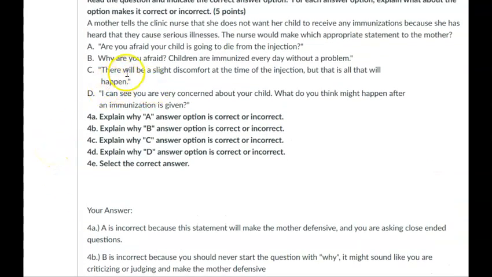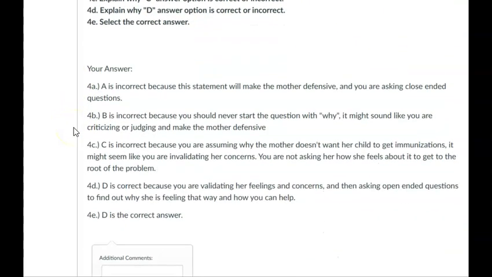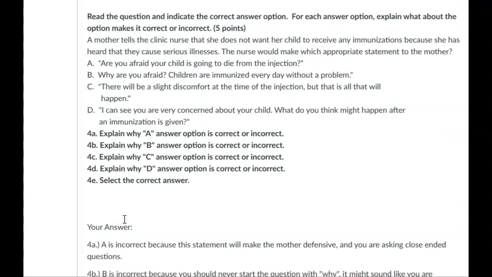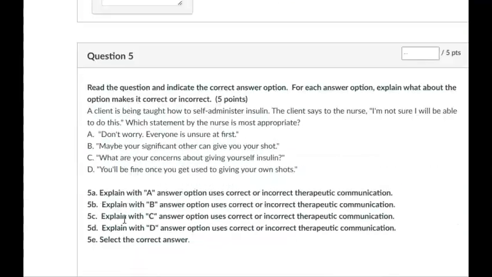This is kind of dismissive, like a little bit of discomfort and that's it. We're not allowing the mother to talk or give us any more information, so that's not correct either. D, I can see you're very concerned about your child. What do you think might happen after an immunization is given? The student put D is correct. You're validating the feelings, correct, and then asking an open-ended question to find out why she's feeling that way and to see how you can help or provide any education. The student picked D as the correct answer, and that is correct.